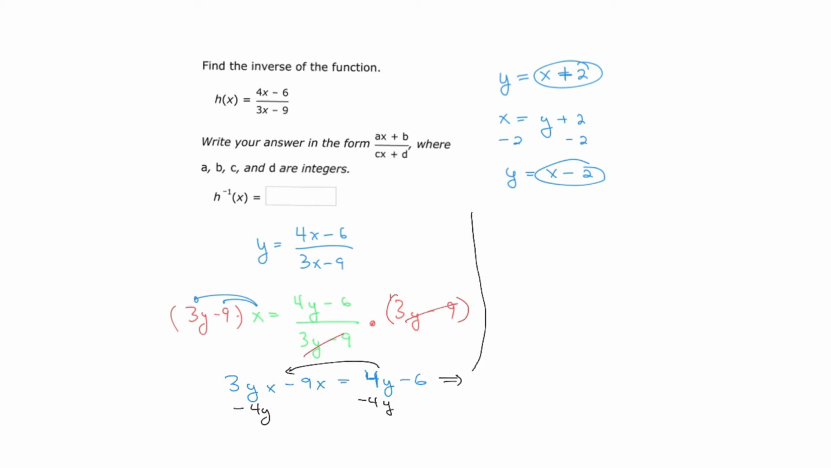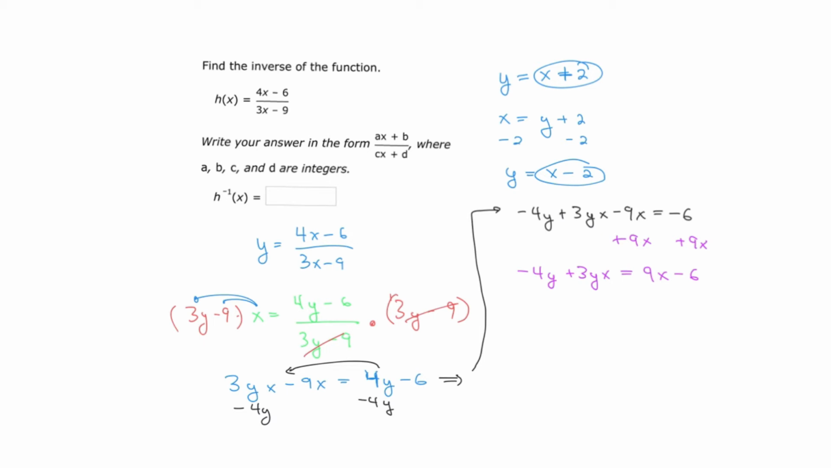Let's bring it up here so we have some space. I'm going to end up with, let's put the 4y out in front, negative 4y plus 3yx minus 9x is equal to negative 6. Again, I'm just trying to get the y by itself. So I'm going to bring the 9x to this side. So I end up with negative 4y plus 3yx is equal to 9x minus 6.